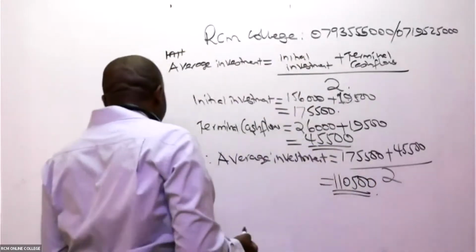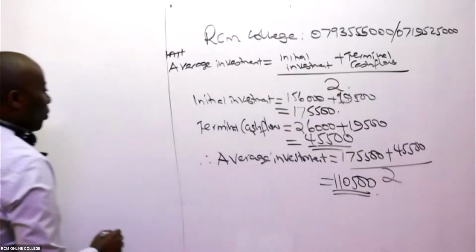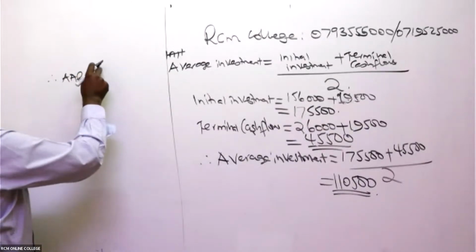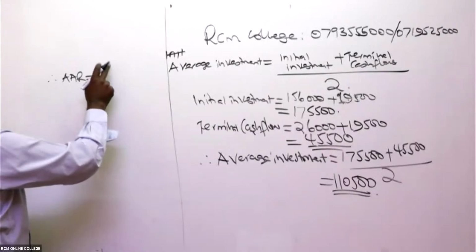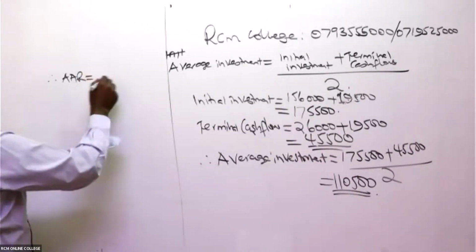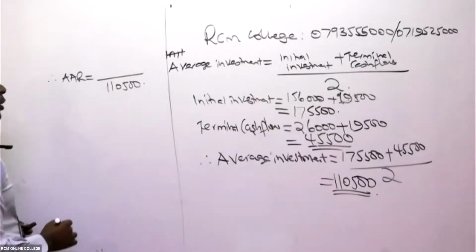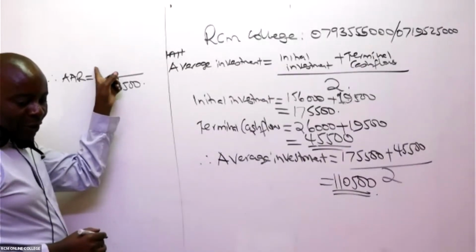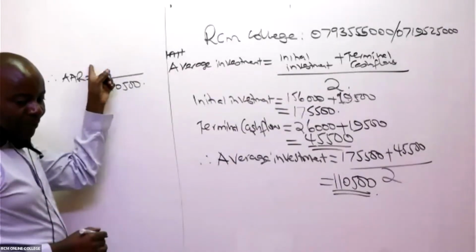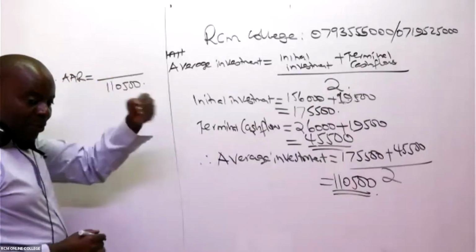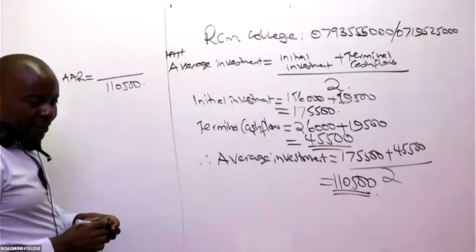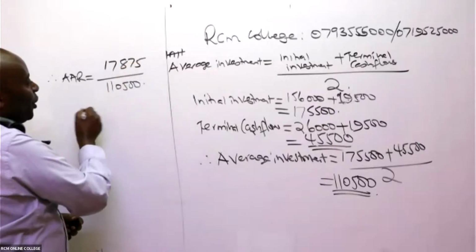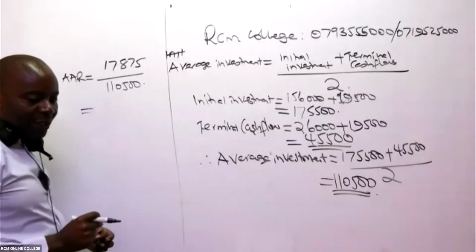And then, of course, if you're using this approach, our accounting average return will be the average accounting profit, which I've forgotten, over 110,500. Is there somebody who can remind me this figure? The one we got where we took the profits for each year and then added. Was it 17,875? So if we take this divided by this, what are we getting?